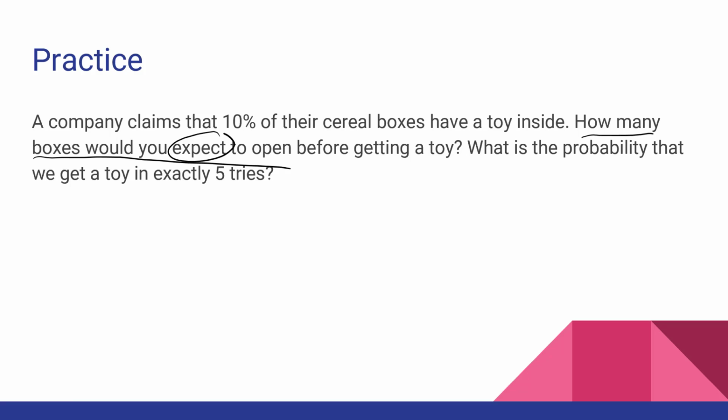Well, the first thing you do is list out all of your important numbers. So we need our p, our probability of success. Our success here is defined as getting a toy. That's what we're looking for. And we know that the probability of that is 10%, as the company claims. So p is equal to 0.1. And we know our q too, because q is 1 minus p. So q is equal to 1 minus 0.1, which is equal to 0.9.